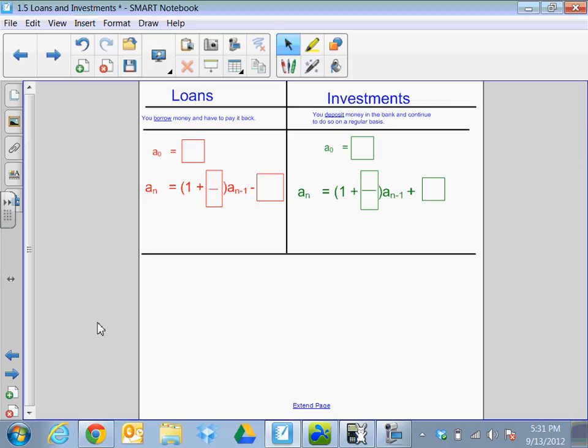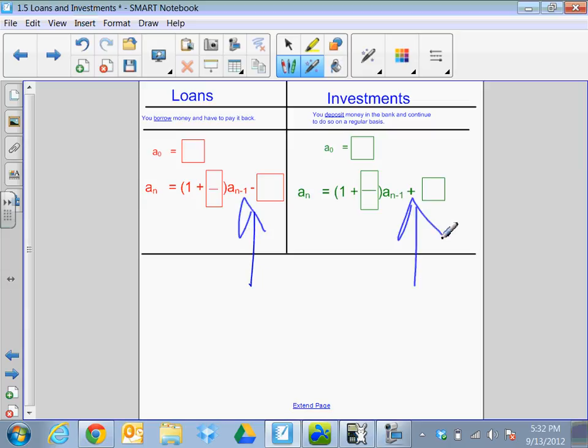So a loan is basically something where you have to borrow the money and pay it back, so that's usually a bad thing, unless you're the bank. An investment is when you put money into the bank and you earn more money, so that's a good thing. You notice the two main differences between the loan and investment formulas would be right here, this minus sign in the loan formula, whereas over here we have a plus sign in the investment formula.